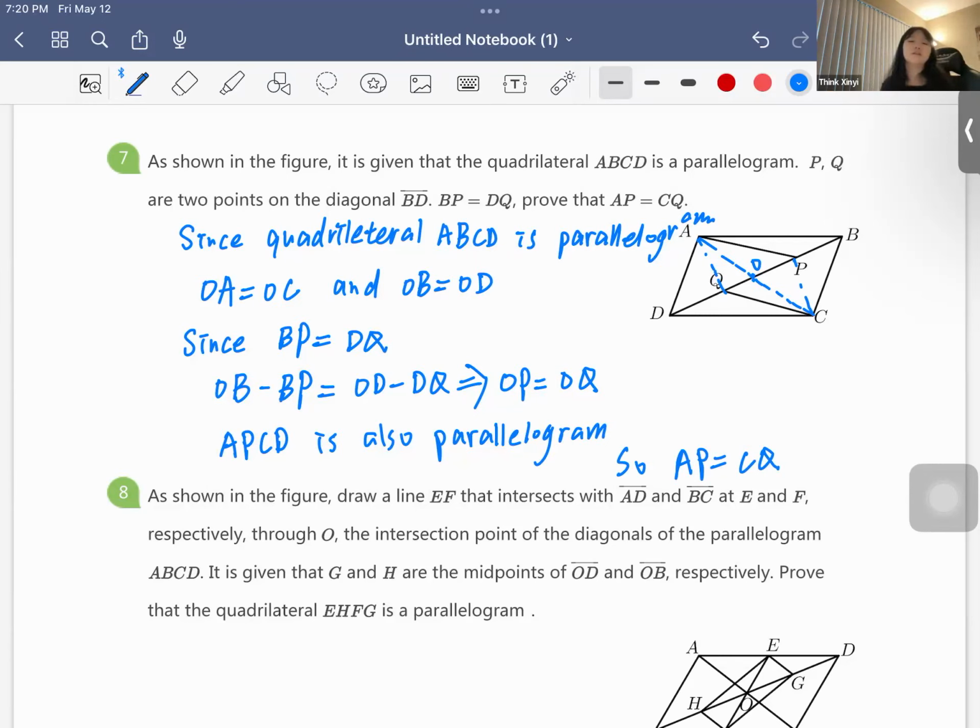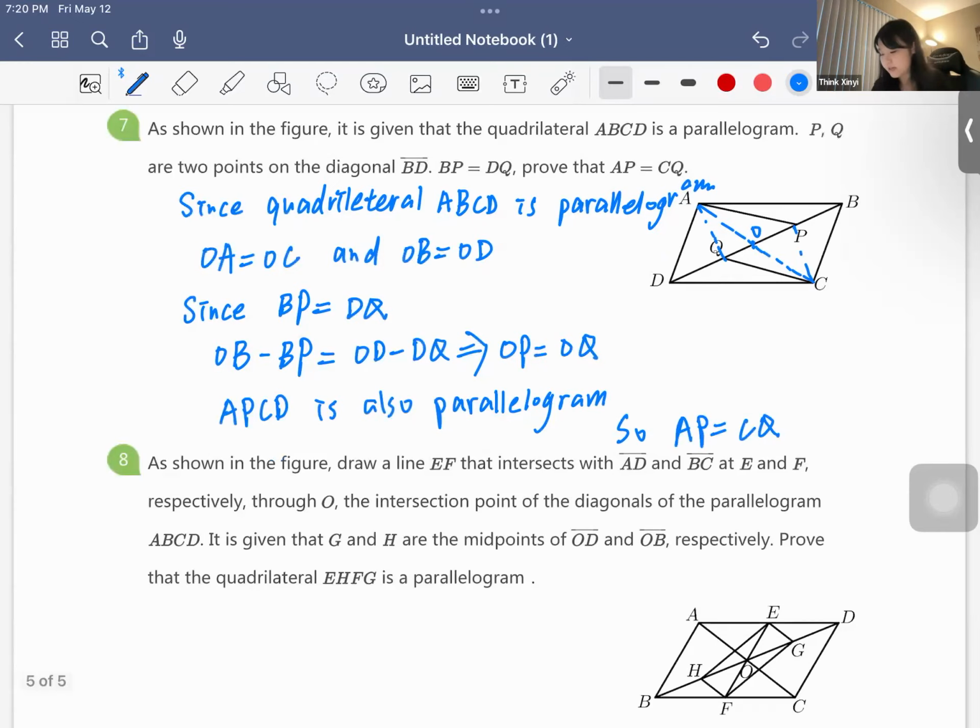Okay. So this is a proving question, okay. So you need to pay attention to the steps. Try to have the complete steps, okay?